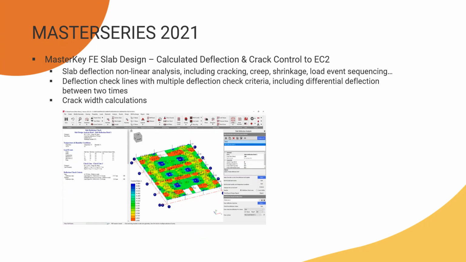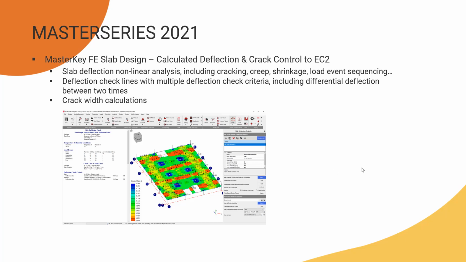Okay, let's get stuck straight into what we're here today to look at, and that is the new features that are coming in the MasterSeries 2021 version. And one of the major ones is an extension of our Master Key FE Slab Design module to provide facility for fully calculated deflection analysis, taking account of cracking, creep, shrinkage, and load event sequencing. This also extends to the serviceability checks of actual crack control calculations, and that's all done in accordance with Eurocode 2.